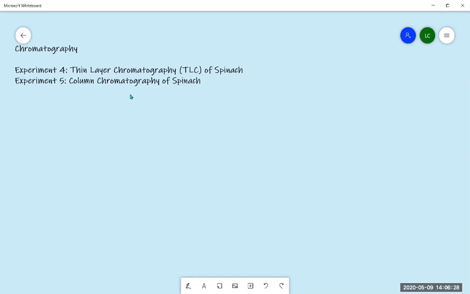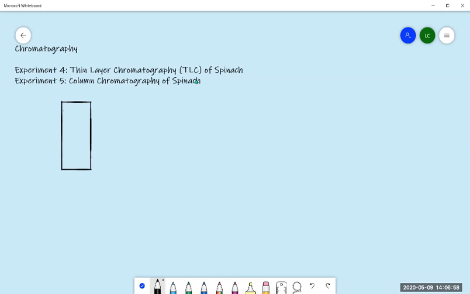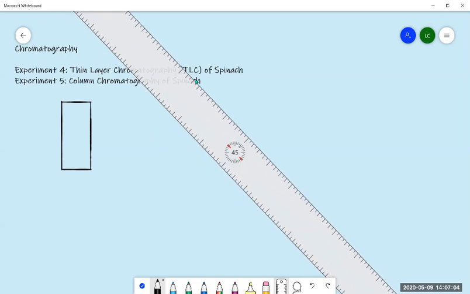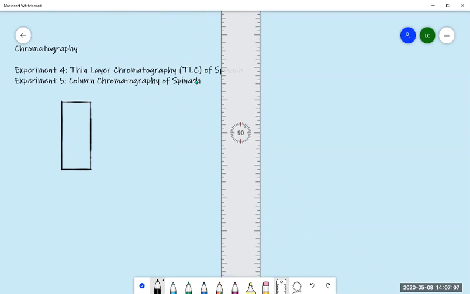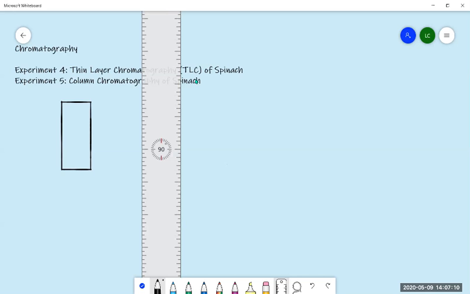Okay, so you did TLC and column chromatography of spinach, but there was also a portion where you used the 3 extracted samples in the extraction experiment in experiment 4. I'll talk about that first. So first off, this is like TLC. You would draw a line at the top and a line at the bottom, around 1 centimeter from the bottom, using a ruler to measure it.